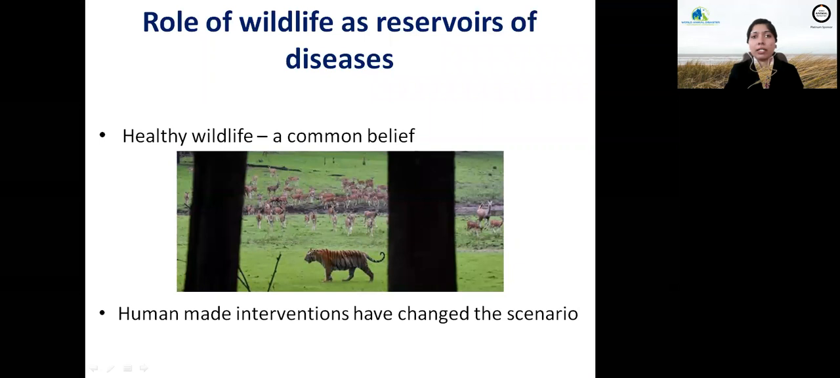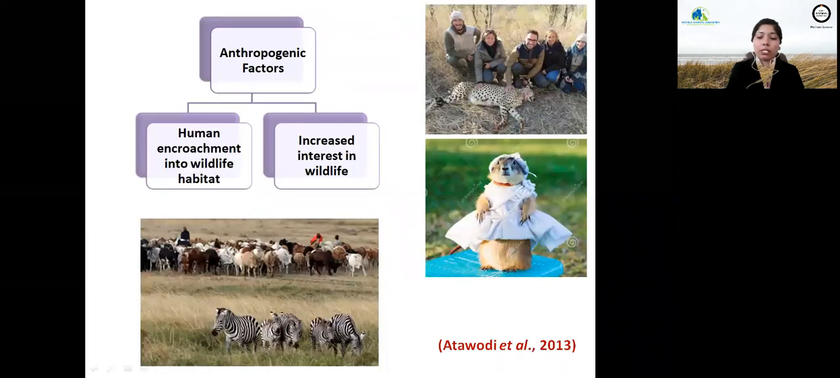Usually, if wildlife is there in the scenario, it is a common belief that wildlife is healthy. It doesn't have any disease, or this is just a part of its ecosystem, so it is not going to harm anyone. But now we are interfering with the ecological settings through human-made interventions. These interventions have changed the scenarios, in the form of translocation, reintroduction programs, and many such events like deforestation and changing agricultural practices. These are all leading to disturbance in the equilibrium created by the wildlife in this ecosystem.